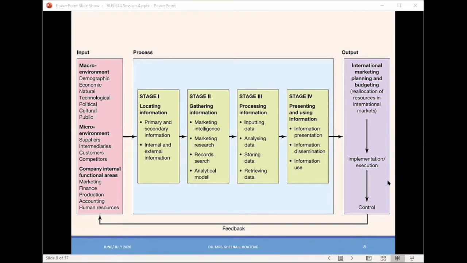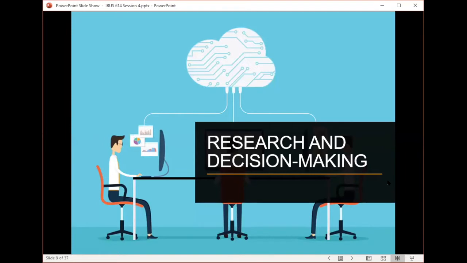Now, when we talk about the marketing information intelligence system, we are getting a lot of information that we are turning into usable form. But it's not enough to turn this information into a usable form. We need to let the information influence our decision making. And that brings us to the next stage of our discussion, which is research and decision making.